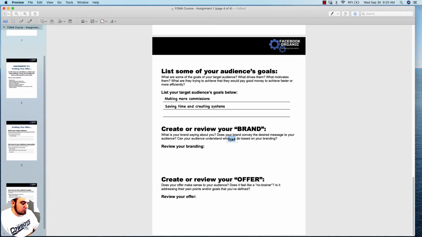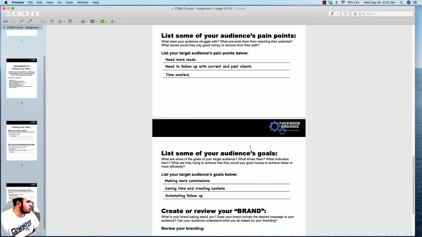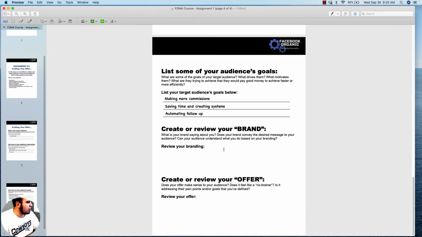And we'll put automating follow-up here for one of their goals. It'd be super hard if you start working with multiple clients to stay on top of all that. So really what they need is a system that they can use to actually follow up with those clients. So those are some goals of an agent. And at this point, we have some pain points as well as some goals. And now we'll go create a brand.